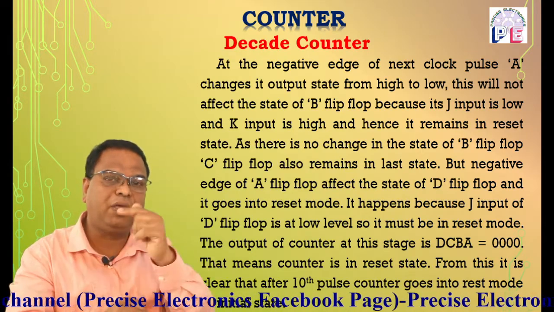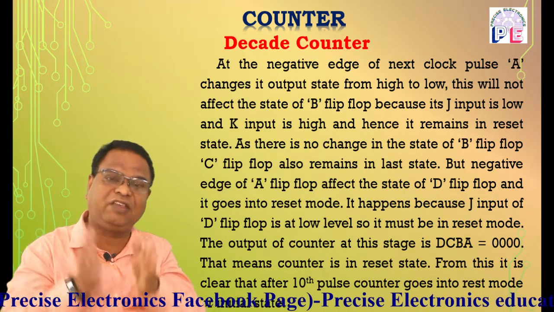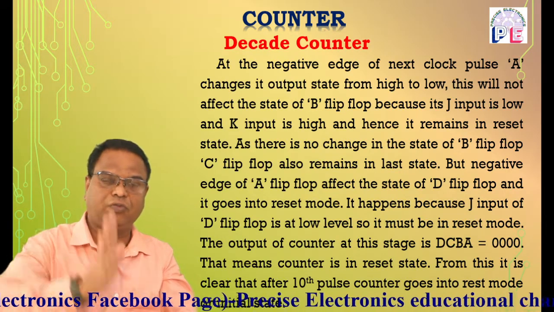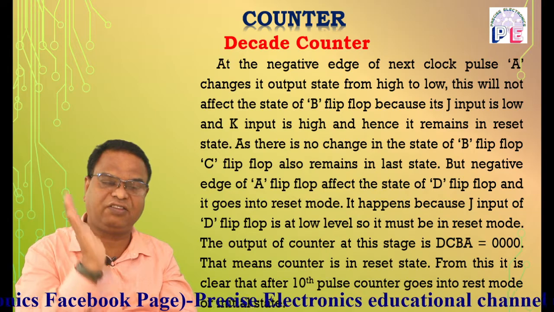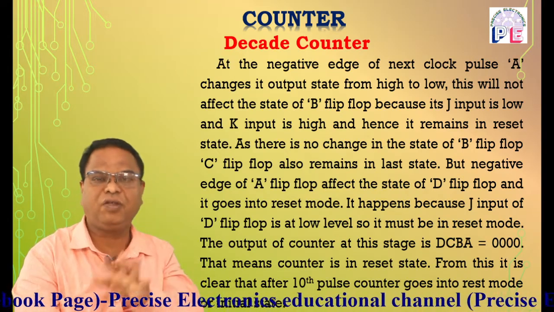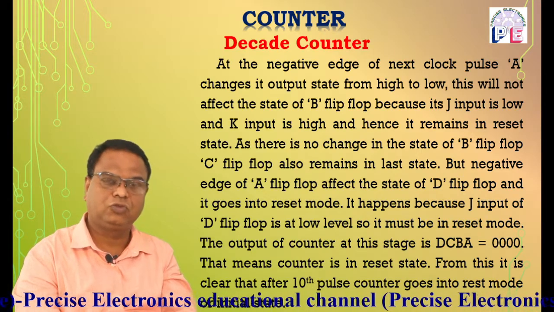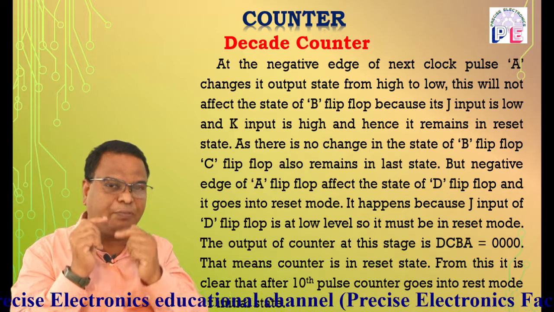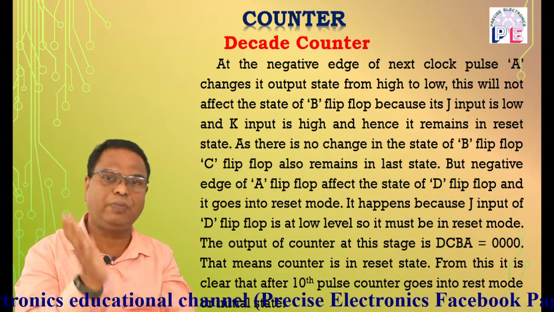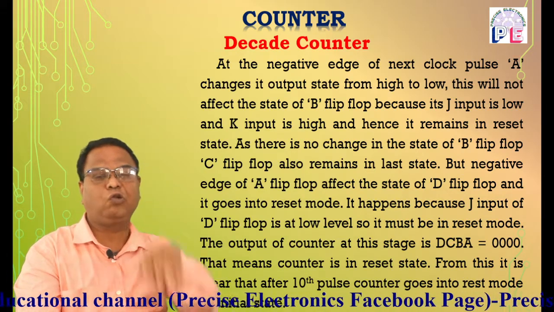So this flip-flop may be in reset mode, and this flip-flop is already in reset mode. So transition of state does not occur. The B flip-flop remains in its last state, that is the reset state. As there is no change in the B flip-flop, the C flip-flop is also in its last state, whose output is 0. Now, as B and C flip-flops are in reset mode, outputs B and C are low. Therefore, the output of the AND gate is also low.